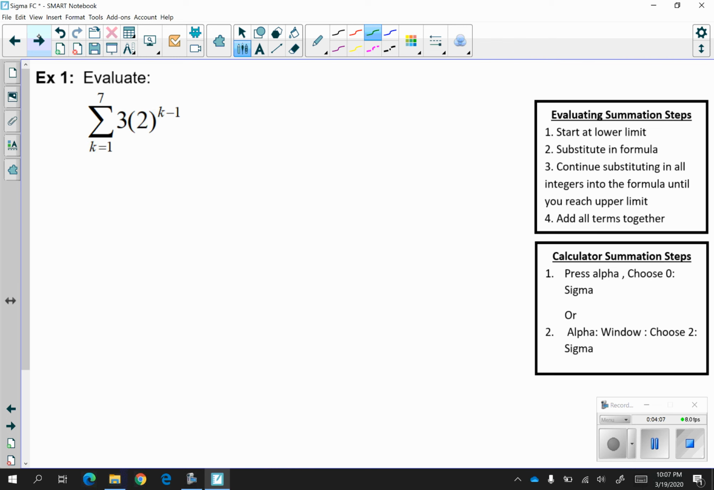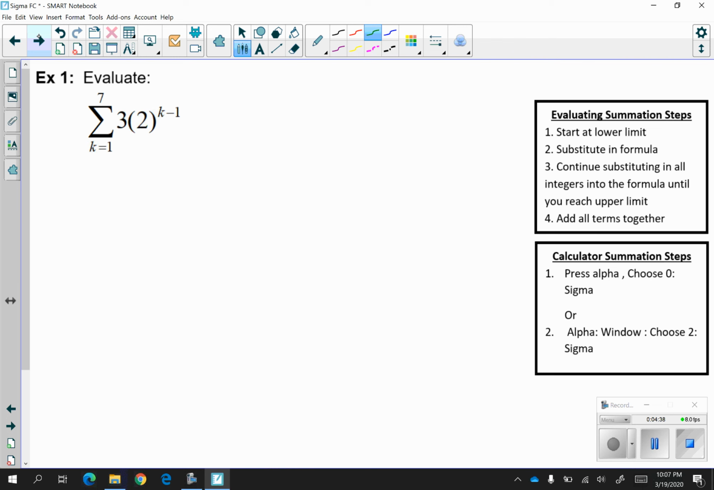So they want you to evaluate this. Now the way you're going to say it is the sum of 3 times 2 to the k minus 1 power from k equals 1 to 7. In other words, we're finding the sum from the first term to the 7th term. There is a way to do this in the calculator, but first we're going to talk about actually doing it by hand. That way we can figure out what's really going on.